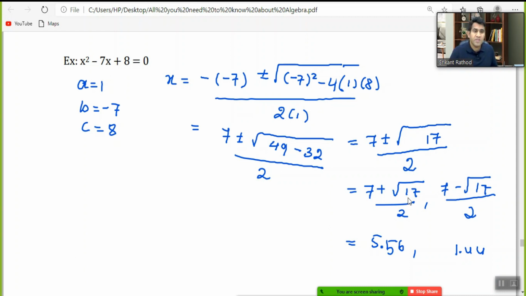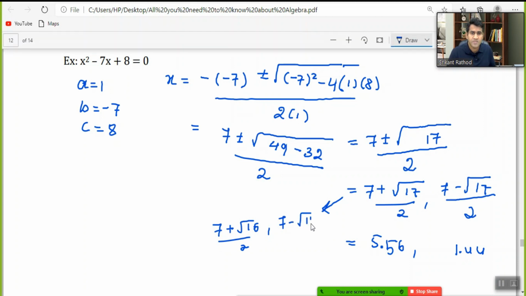Square root of 17 can be approximated as square root of 16, because 16 and 17 are very near, and you have to round it and choose the number which is nearest to the options provided. So as per the exam concern, I can solve in an approximate way. This can be written as 7 plus square root of 16 by 2, and 7 minus square root of 16 by 2.